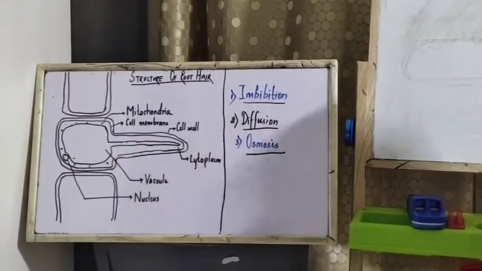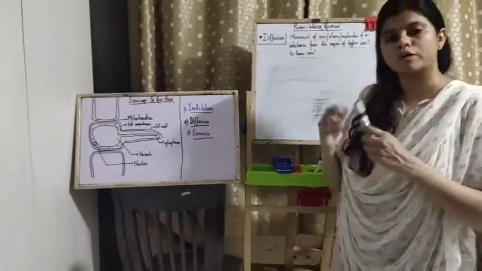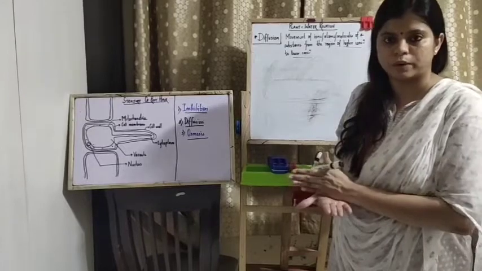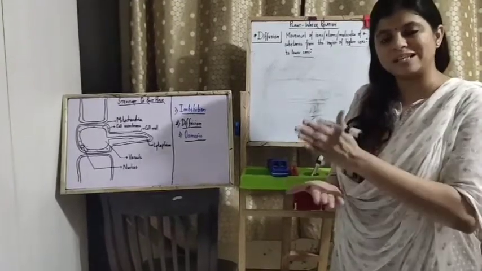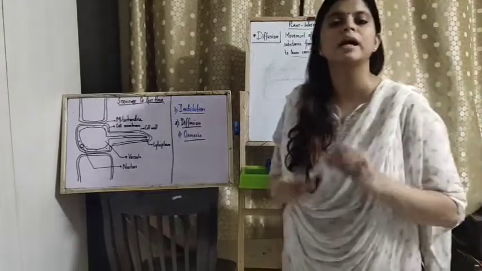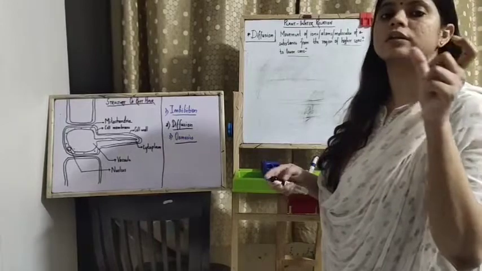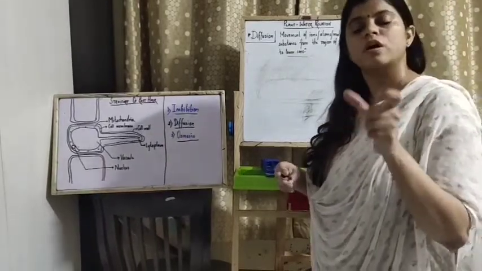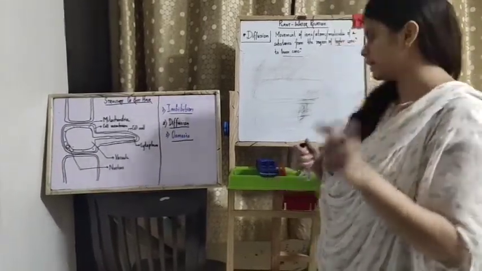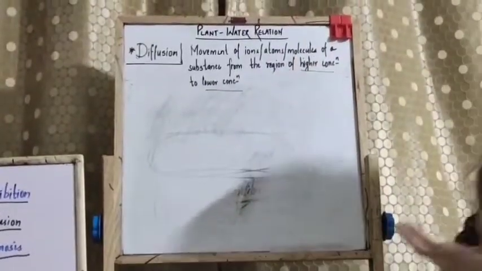Imbibition is nothing but the absorption or adhesion of water molecules by hydrophilic compounds. Next, the next mode of absorption of water by the root hair is diffusion. Now, what is diffusion?